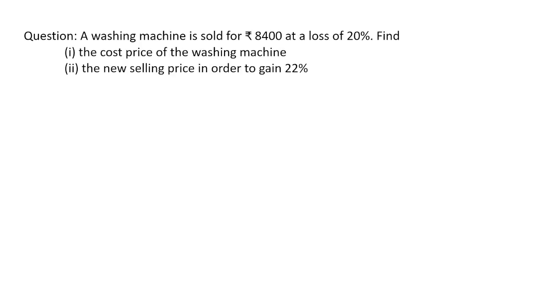Okay. Now another question. A washing machine is sold for rupees 8,400 at a loss of 20 percent. The selling price is given and the loss percentage is given. Selling price and the loss are given. You have to find the cost price.